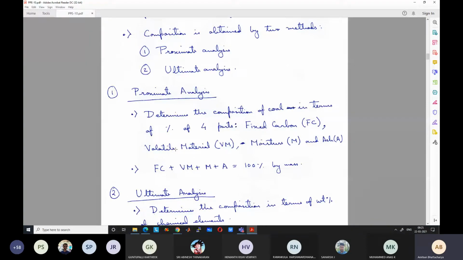Then whatever remains is generally a mixture of carbon, that is, carbon in pure form, not in hydrocarbon form. So it's a mixture of carbon and some other non-combustible materials, which together are known as ash.